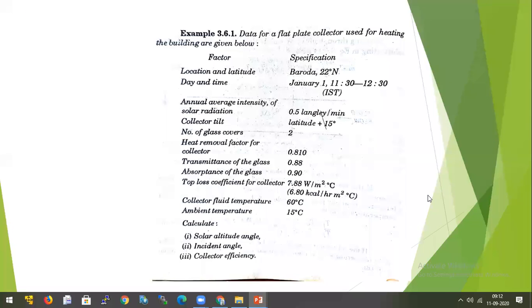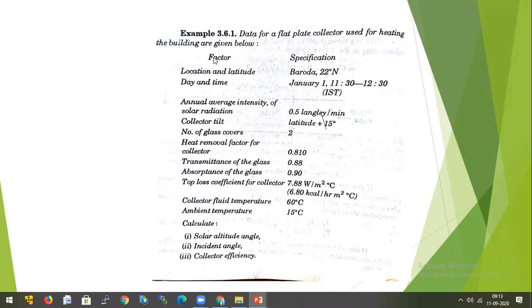So see the problem. This is the first and only problem in the second unit. This is the given data of the problem. Data for a flat plate collector used for heating the building are given below. Using a flat plate collector, we are solving this problem. We use the formulas for the flat plate collector, which is used for heating the building.